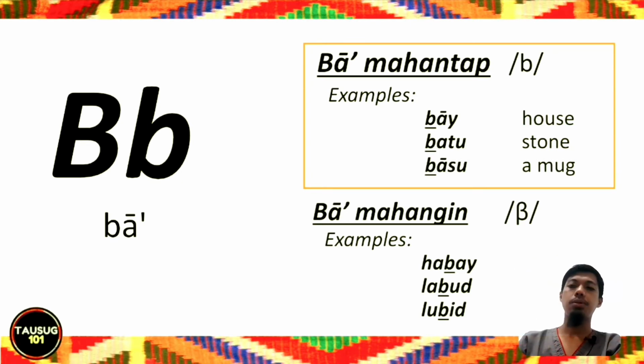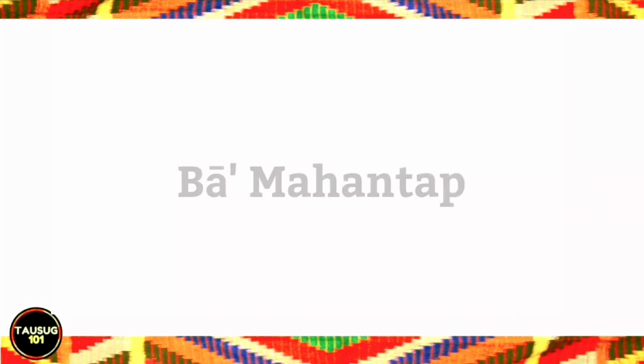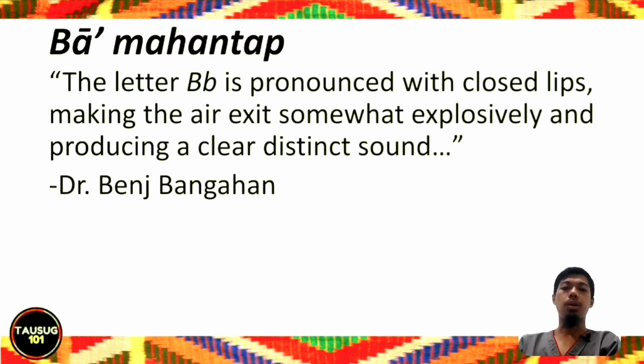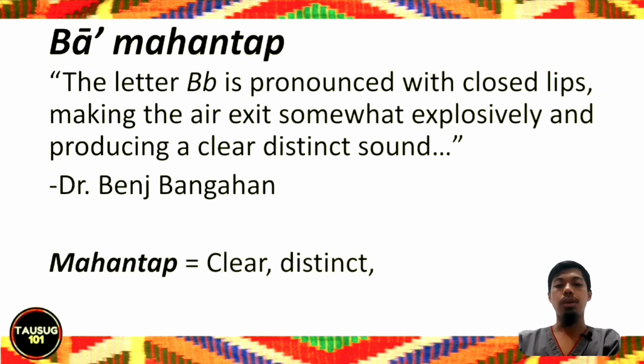Okay, let's discuss first the Bā Mahantap variant. Bā Mahantap, according to Dr. Benj Bangahan, is wherein the letter Bā is pronounced with closed lips, making the air exit somewhat explosively when pronouncing a clear, distinct sound. Mahantap in Bahasa Sūg, it means clear or distinct.